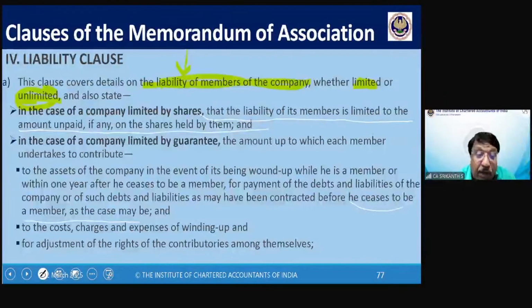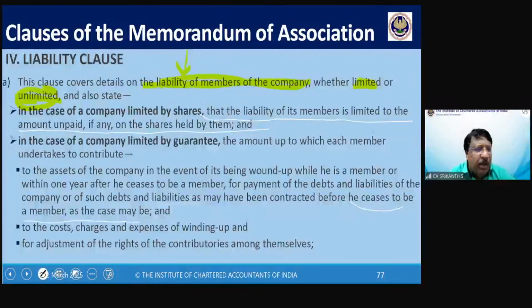Now his liability continues for 1 year, but only for payment of debts, etc., which have been contracted before he ceased to be a member. So for the 6 months' time when he was a member, those liabilities he is liable to contribute for the next 1 year. That's it. After that, he is free. After he ceases to be a member, if the company contracts any liabilities, he is not liable. Okay. So this is the concept of a company limited by guarantee.